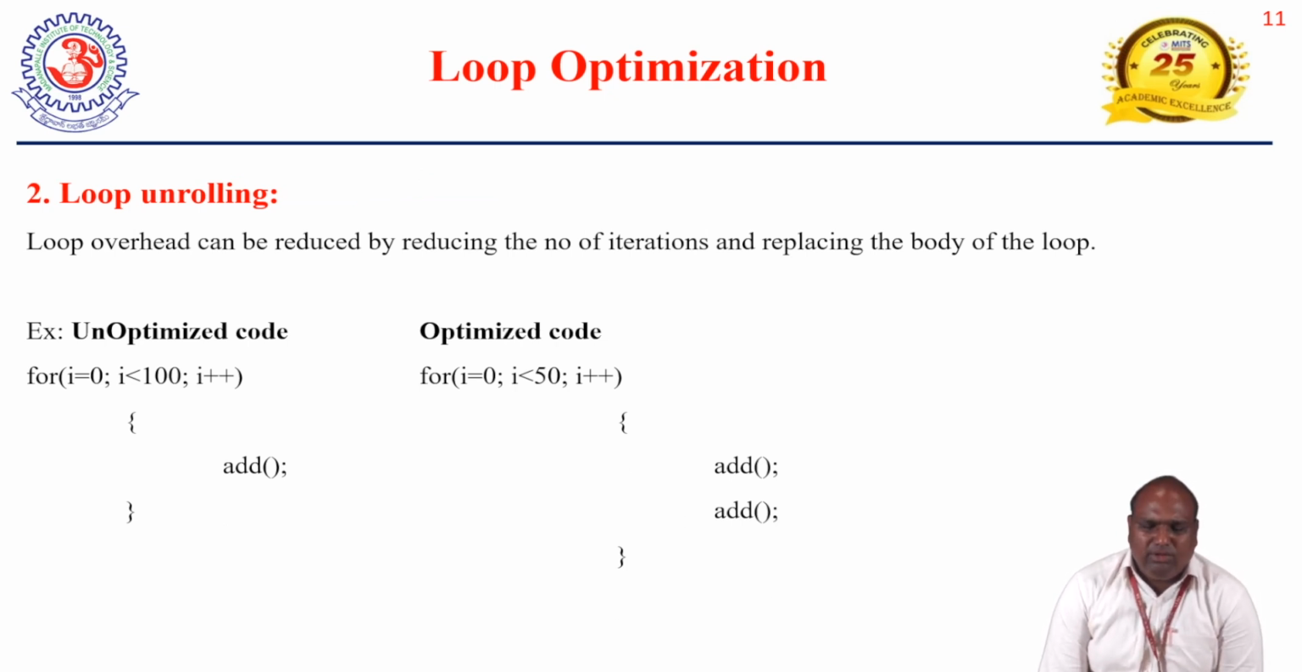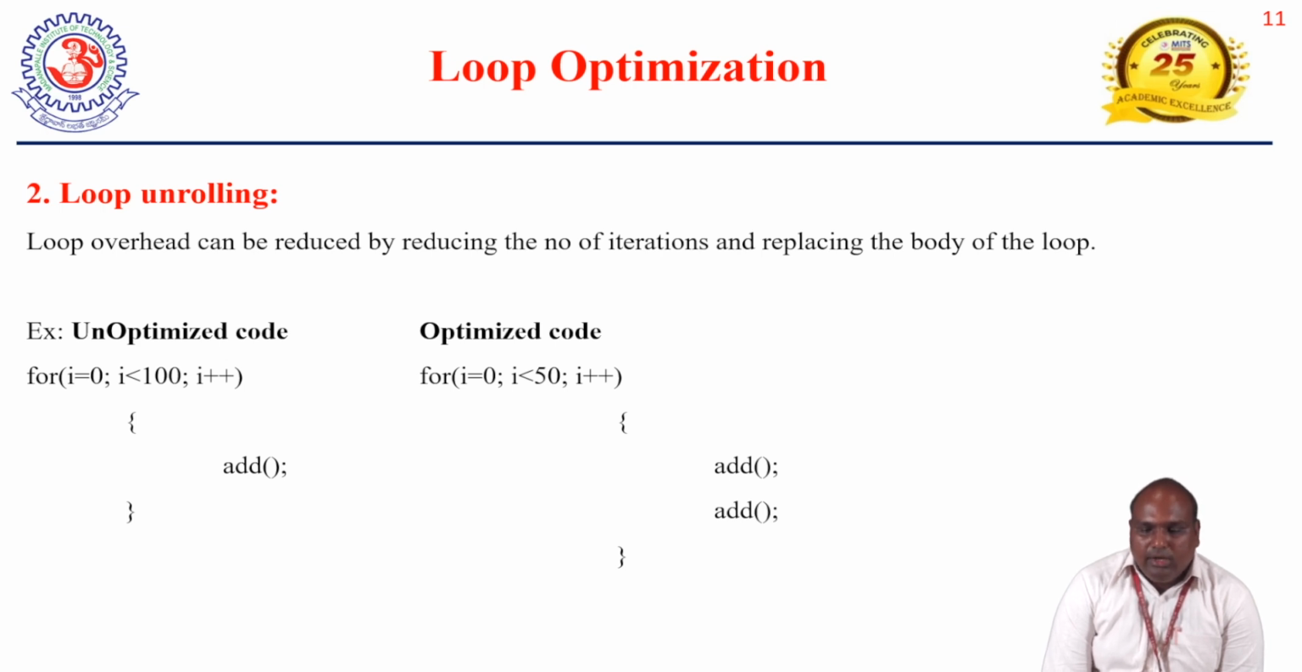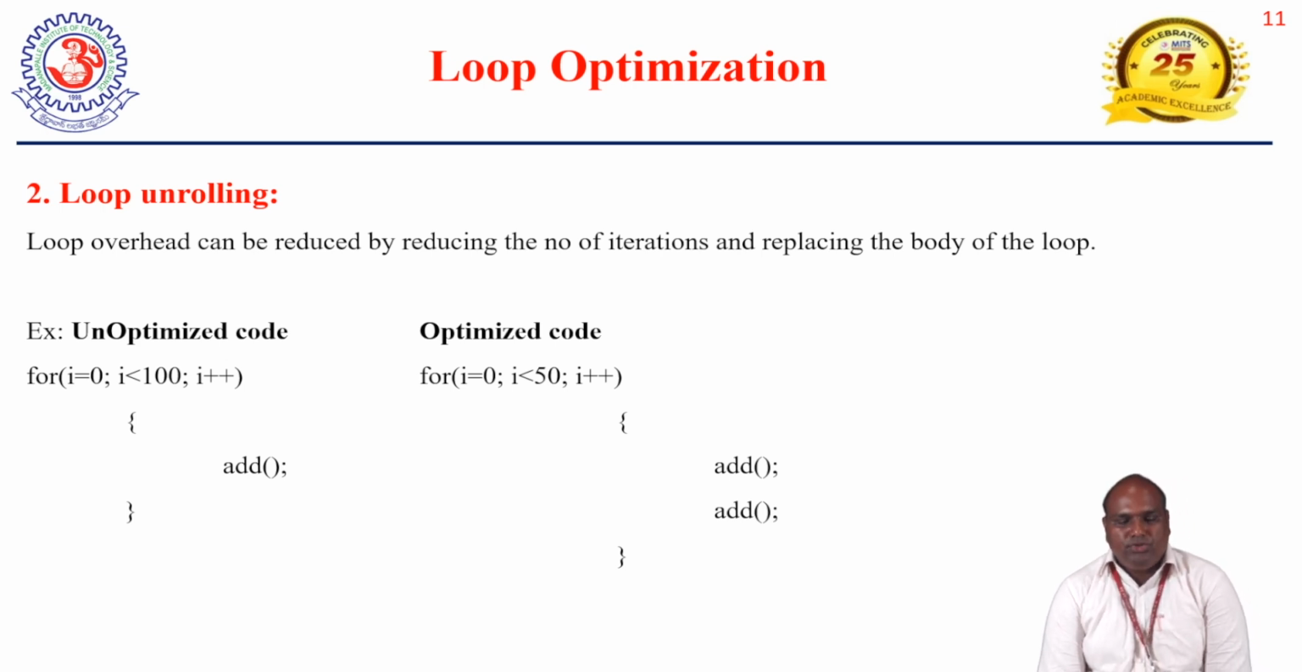Next is loop unrolling or loop fusion. It is also one of the techniques in loop optimization to optimize the code. Loop overhead can be reduced by reducing the number of iterations. It is the reverse concept of loop fusion, loop unrolling, replacing the body of the loop. If you see the example, you can understand clearly: i equal to 0, i less than 100, i plus plus. What is inside the loop? An add function will be there.